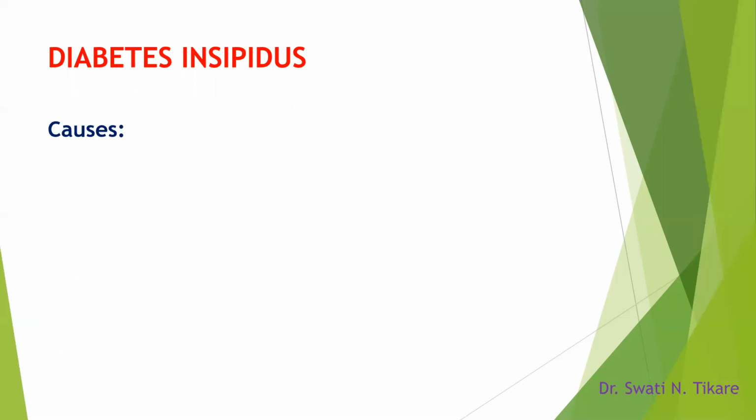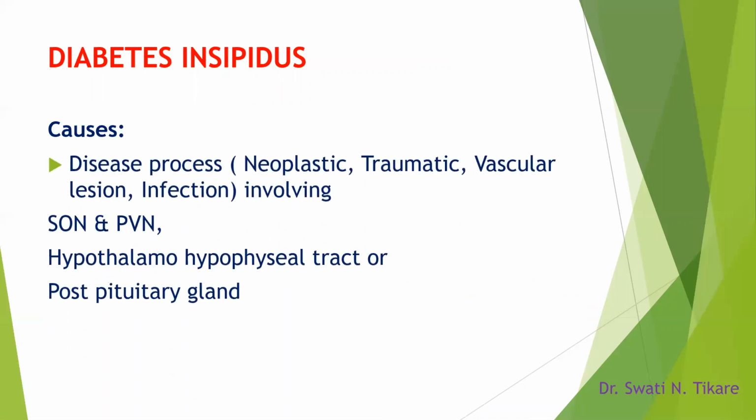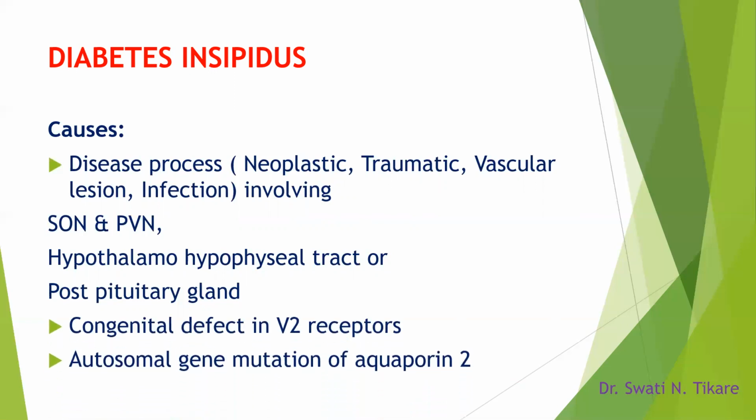Let's see what could be the causes for diabetes insipidus. Very easy to remember. Any disease process, may be neoplastic, traumatic, vascular lesion, infection involving either the supraoptic nucleus or paraventricular nucleus, or the hypothalamo hypophyseal tract, or the posterior pituitary gland. The problem may be in the hypothalamus and the tract or in the posterior pituitary gland; anywhere can lead to deficiency of ADH.